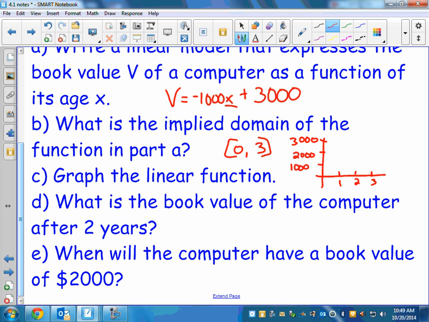It should be a straight line. You could just pick points here without even doing slope-intercept form. At 0, how much was that computer worth? $3,000. After 3 years, how much is it going to be worth? Nada. Right? You could do the slope. Down 1,000 over 1. Straight line depreciation means it depreciates in a straight line. It's a fancy name.